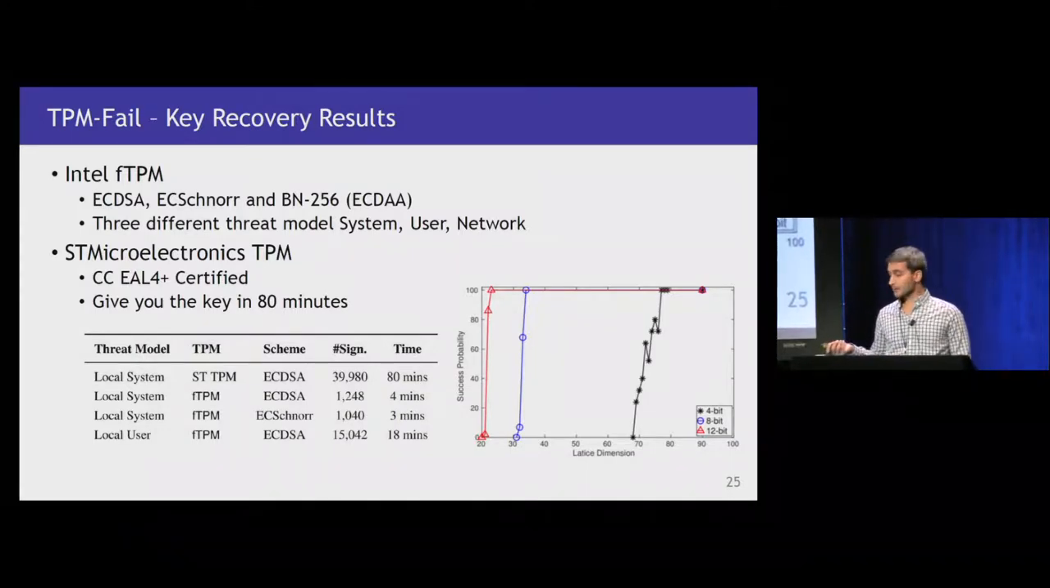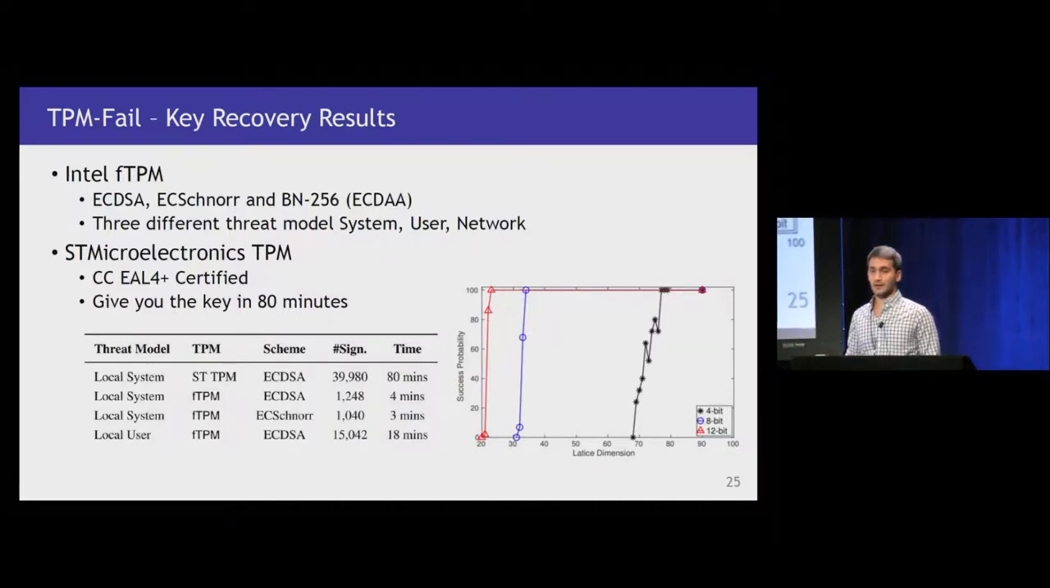So on Intel fTPM, we could basically recover the private key in like 3 or 4 minutes. And the time is just the time to collect the signatures. The computation of the lattice just takes a few seconds because it's a small lattice size.